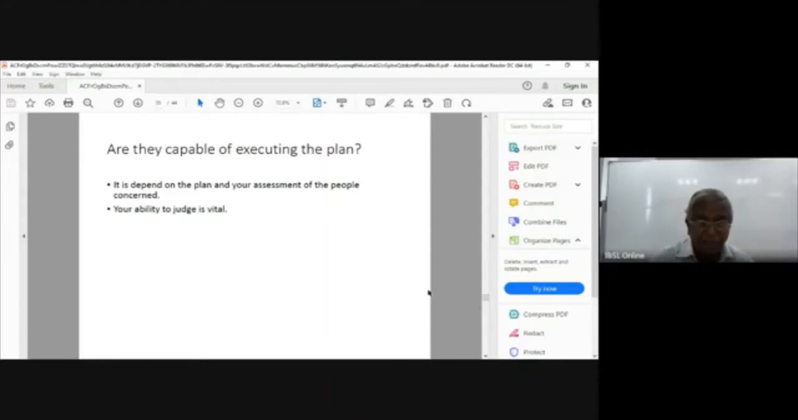So your ability to judge is vital. You are the person, as an appraisal officer, you have to judge. Are they capable? Whether their plan is a realistic plan and it comprises all those activities, their strategies in regard to various activities of the company. So whether it is a realistic plan and whether they are capable of achieving that plan. This is the management of the company. So this is very important, the management.